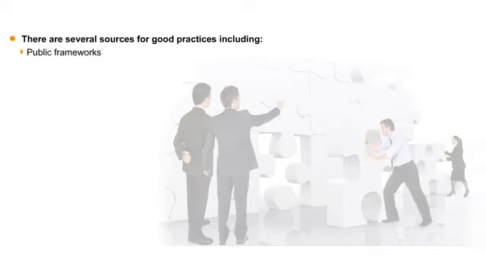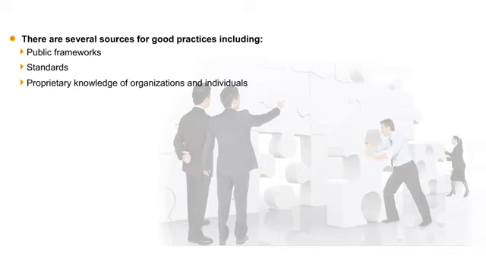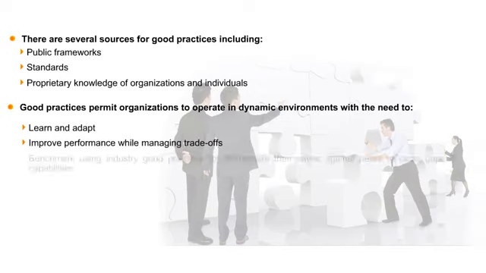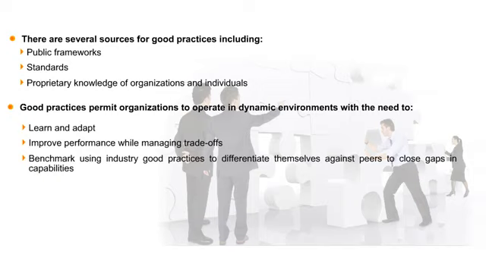One way to close such gaps is the adoption of good practices in wide industrial use. There are several sources for good practices, including public frameworks, standards, and the proprietary knowledge of organizations and individuals. Good practices permit organizations to operate in dynamic environments with the need to learn and adapt, improve performance while managing trade-offs, and benchmark using industry good practices to differentiate themselves against peers and close gaps in capabilities. Let us move on to our next slide.